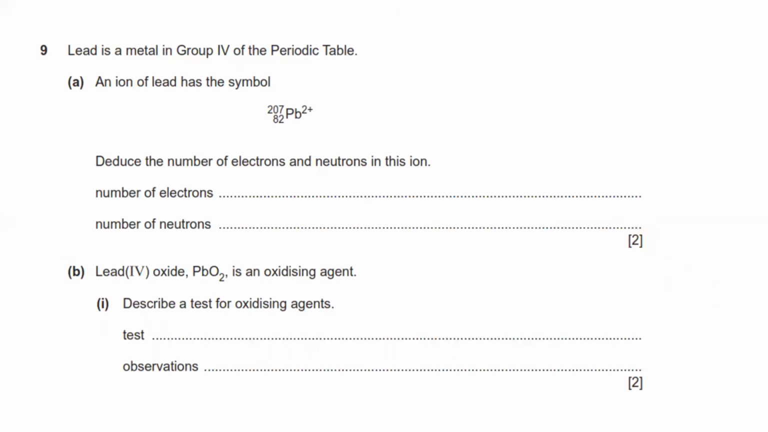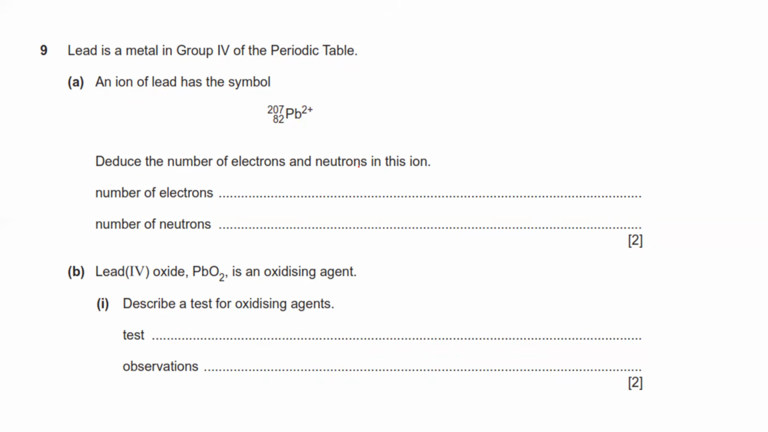Okay, so question number 9. It states that lead is a metal in group 4 of the periodic table, and an ion of lead has the symbol Pb2+ 207/82. Deduce the number of electrons and neutrons in this ion.